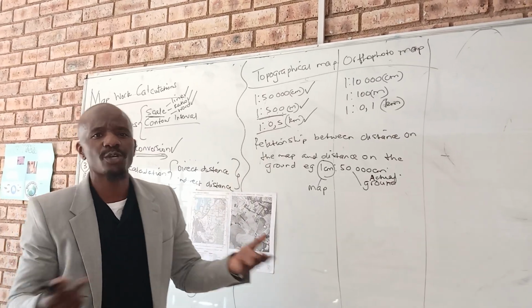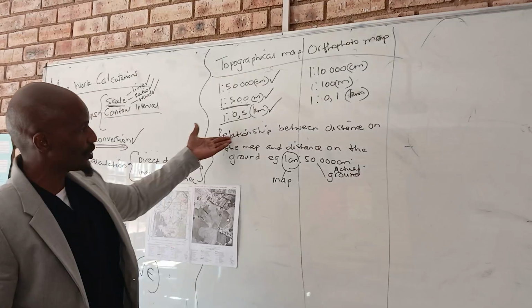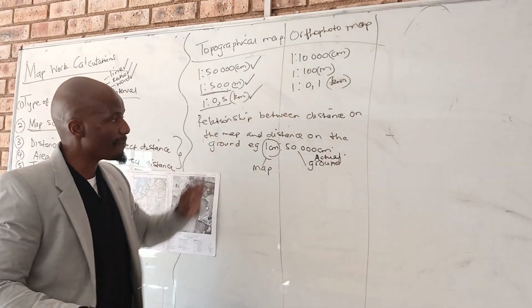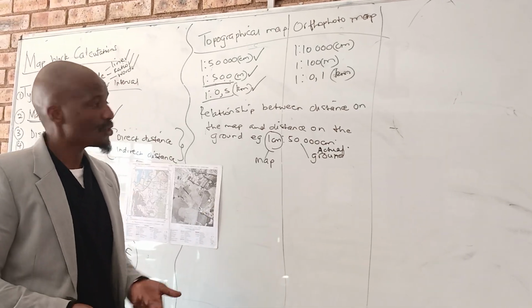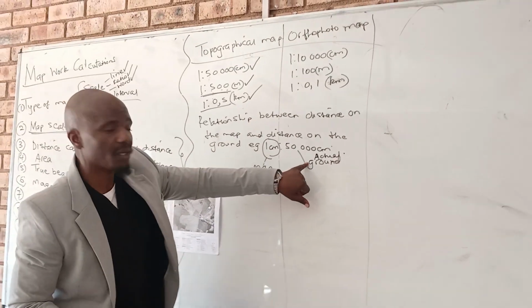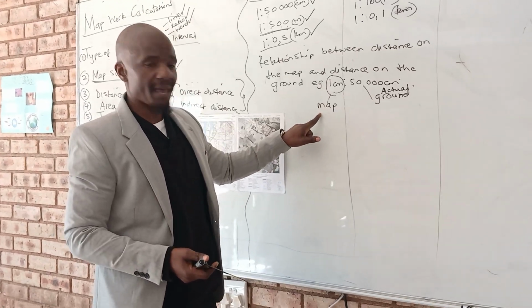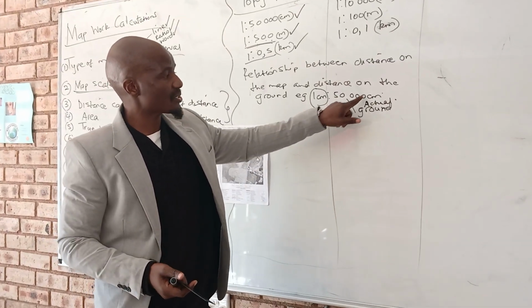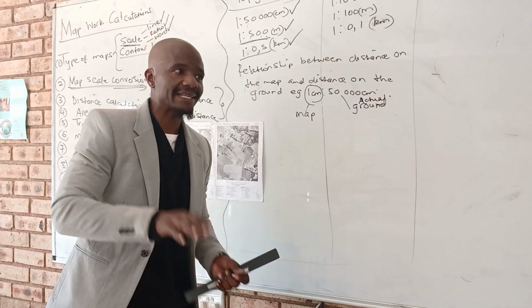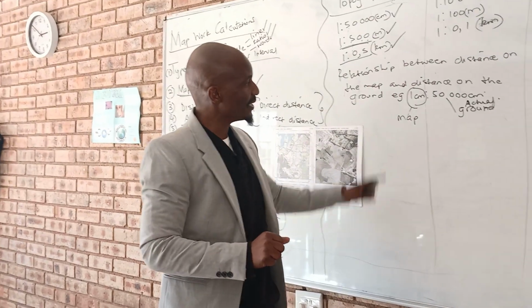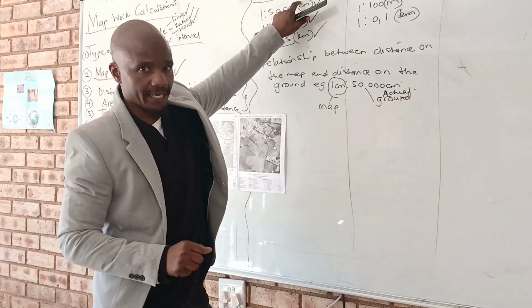Okay, basically when we are talking about the scale, we are looking at the relationship between the distance on the map and the distance on the actual ground. So when you're looking at this as an example of the scale of a topographical map, we are saying 1 centimeter on the map represents 50,000 centimeters on the actual ground. So that is the relationship that we are looking at whenever we talk about the scale.